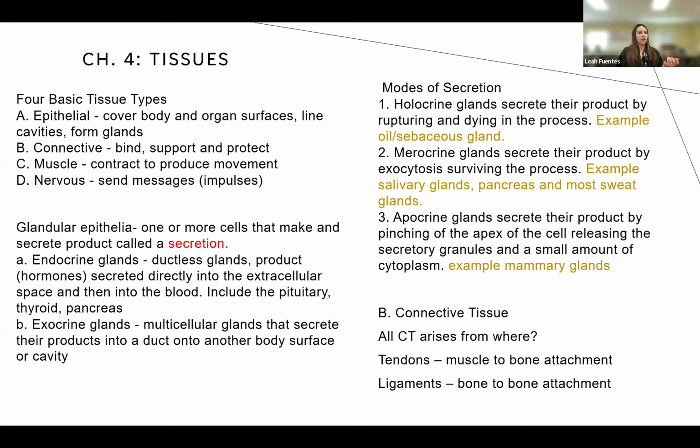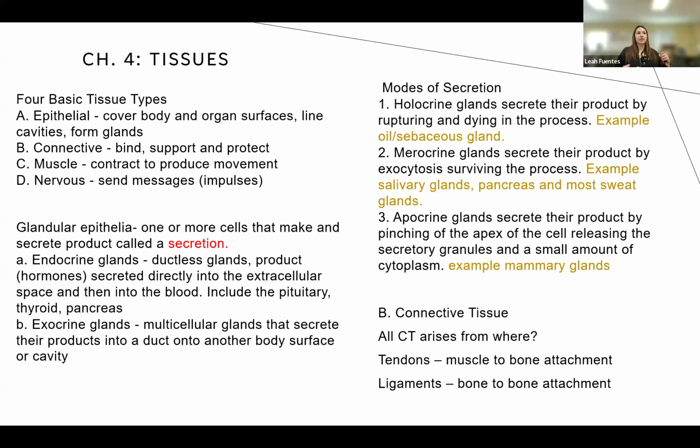Okay, and then moving along, we start getting into our glands. We call these glandular epithelia. These are 1 or more cells that make and secrete a product, and these are called secretions. So you've probably heard of these before. So we have 2 types: endocrine and exocrine glands.